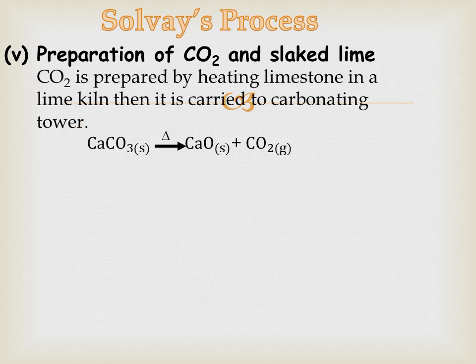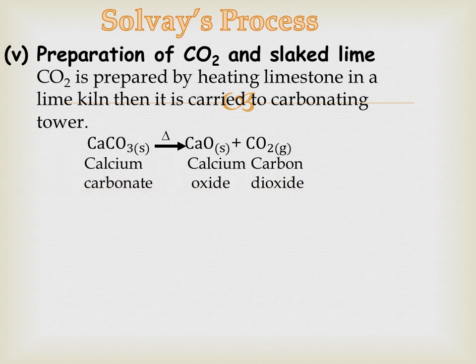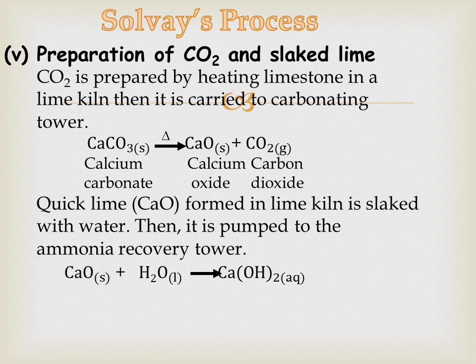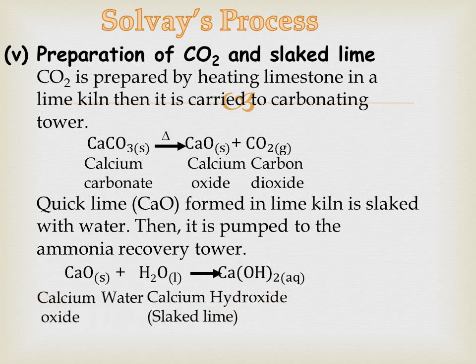The source is calcium carbonate, and you have to heat it, decompose it, and you will get calcium oxide and carbon dioxide. Then you have to treat this quicklime, which is calcium oxide, with water, and you will get slaked lime, and this slaked lime is used in the ammonia recovery tower. This fifth step is very important, because in this step you get carbon dioxide which is fed into the carbonating tower, and you get calcium hydroxide which is fed into the ammonia recovery tower.